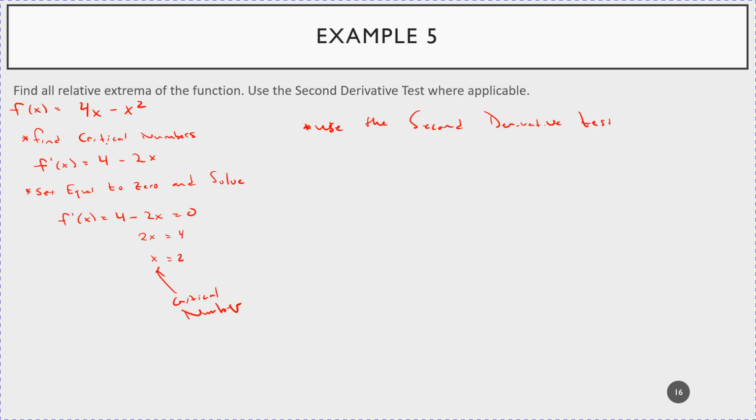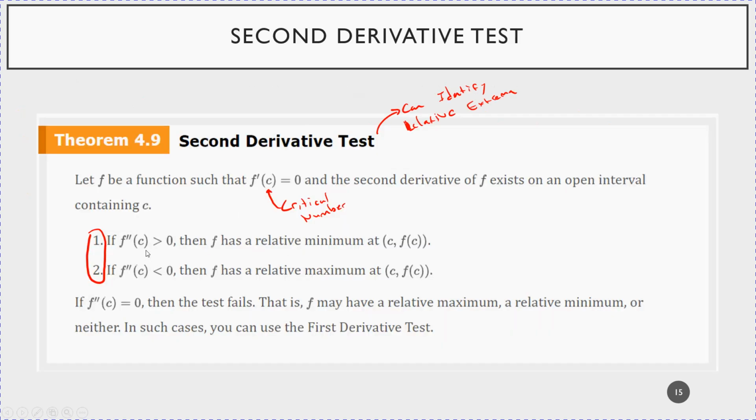This is real easy. If you take the second derivative, the derivative of the first derivative, it's actually just negative 2. It's just a constant function. So you take your critical value and plug it in, and that's going to be equal to negative 2, which is less than 0. I took my critical number, plugged it into the second derivative, and it came back negative. So when the second derivative evaluated at the critical value is less than 0, you have a relative maximum at this c, f of c.